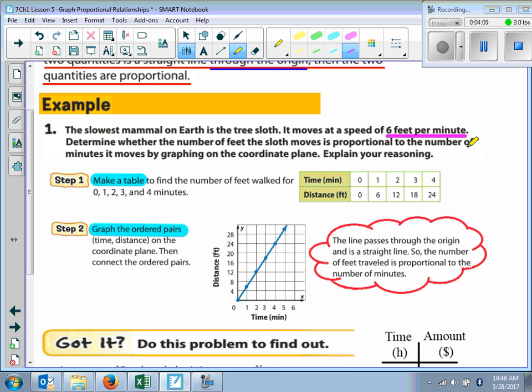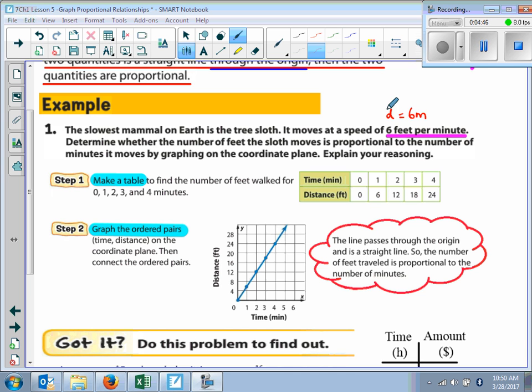What does per mean in math? Okay, so 6 feet per minute means multiply. That means that we are going to multiply 6 times however many minutes, and that's going to give us the distance. Is everybody with me? Okay, so there is my equation from the word problem. So now we're going to make the table. We're going to use that equation that we just came up with to fill our table.